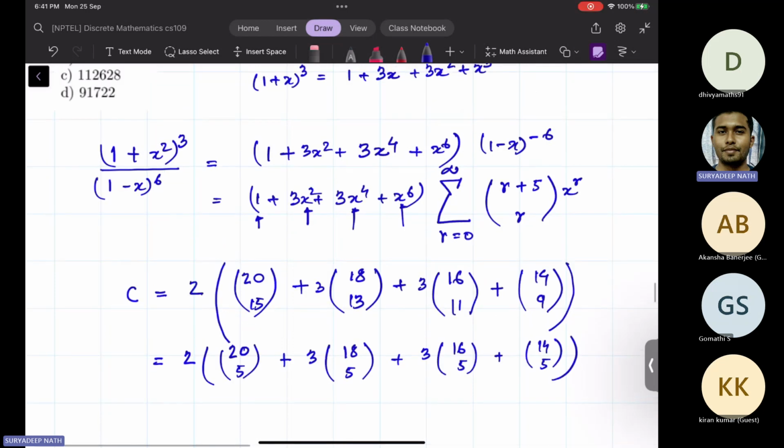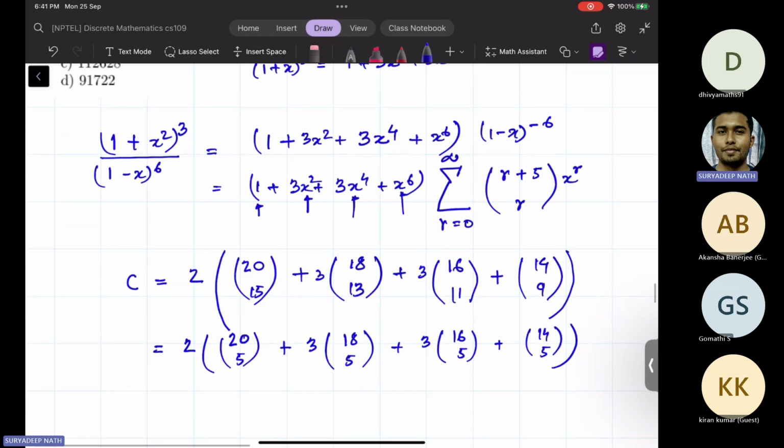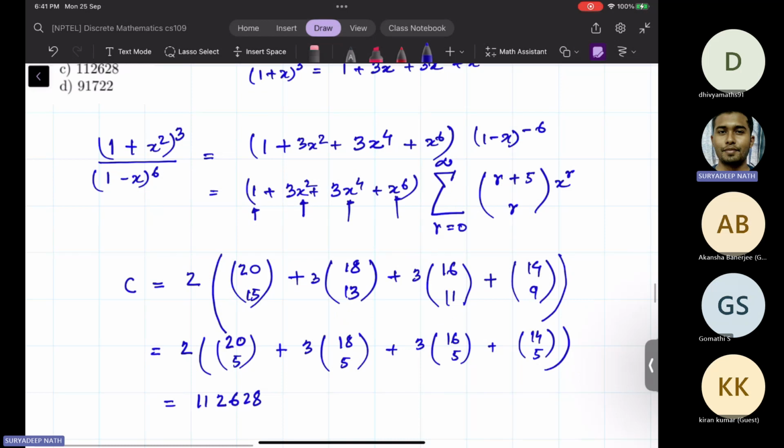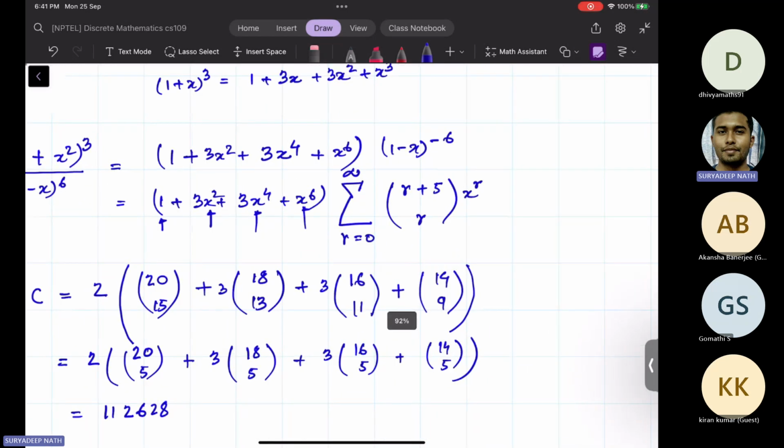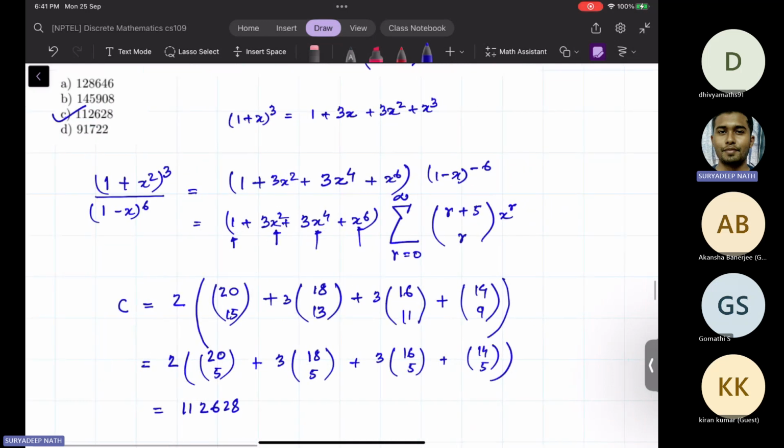So if you calculate this, this would turn out to be 112628. So you can use a calculator and find out. So this would be option C. So option C is the right answer for this question.